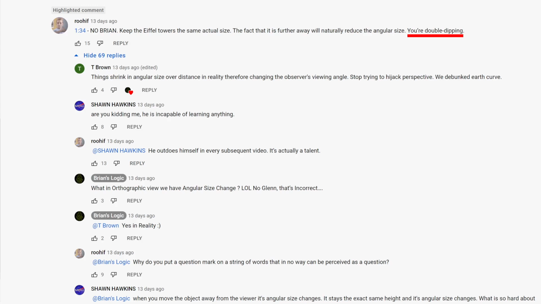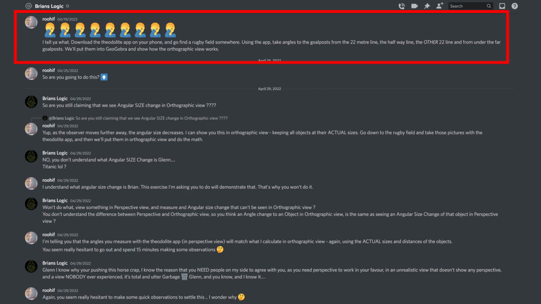So I tried to point out to Brian that he's basically double dipping here. So the angle will already decrease simply by moving the object further away, but it will also decrease again if you arbitrarily reduce its actual physical height. But Brian, being Brian, was of course having none of it. So I took it to Discord DMs and proposed a little challenge for him.